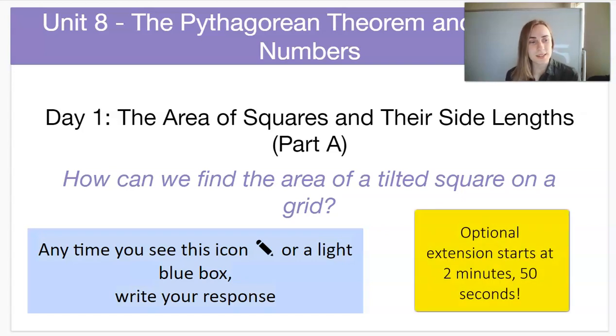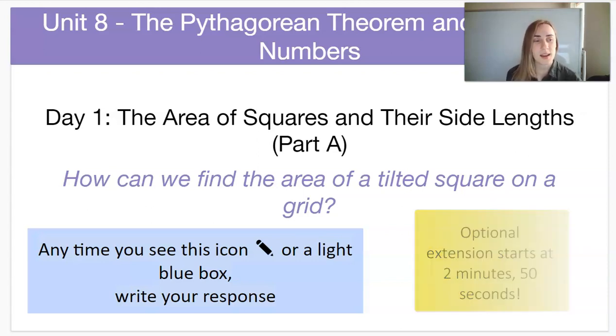I'm an 8th grade math teacher, and today we are starting a new unit called the Pythagorean Theorem and Irrational Numbers, Unit 8. On our first day, our goal is to answer the question, how can we find the area of a tilted square on a grid? The title of this lesson is the area of squares and their side lengths.